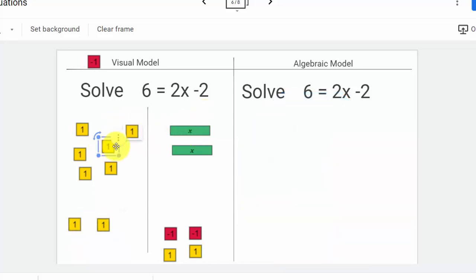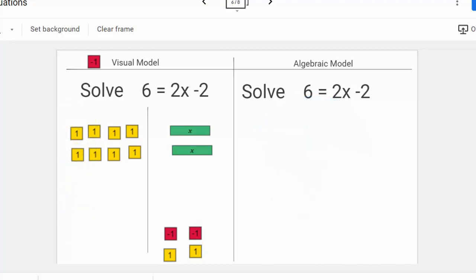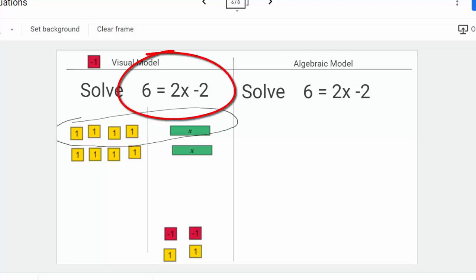Okay, so I've added 2 to both sides, and now I've got the x's, and I just want to divide these ones evenly between all the x's, and there's 2 of them this time, so I've got 2 groups, and I'm going to see that x is equal to 4. Remember, you could go back and stick a 4 in here instead of x, and we've got 2 times 4 is 8, minus 2 is 6. We know it works. We know the answer is going to be fine, so it's a nice check.